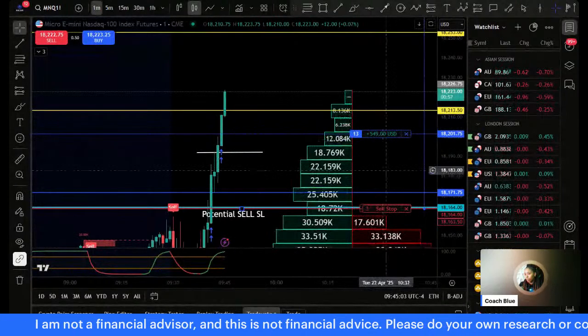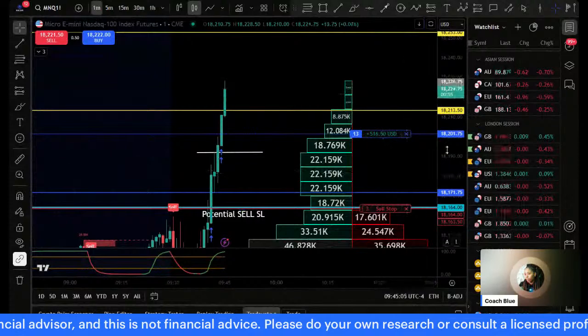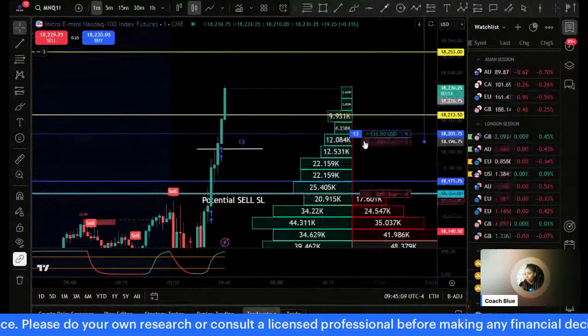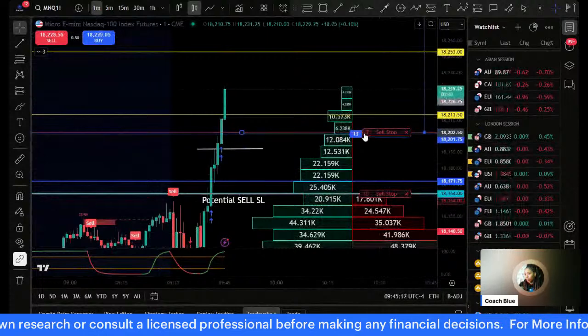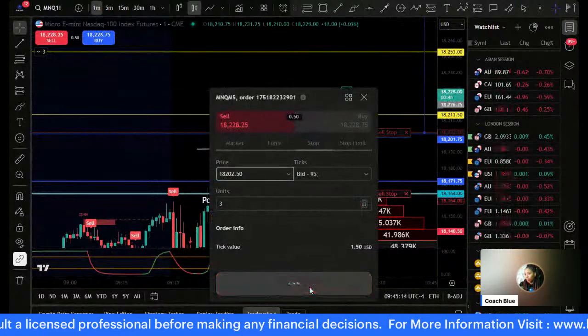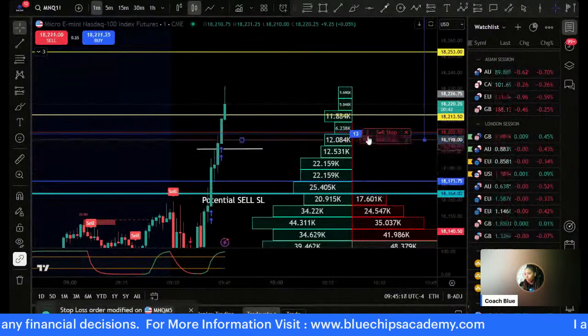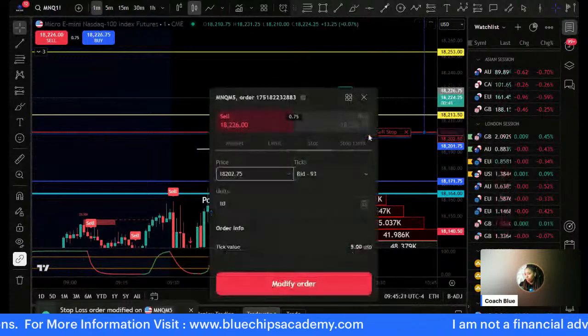Okay, so TP1 just hit, guys. All right. I'm still trailing it here. So now I'm breaking even on all of my positions here.